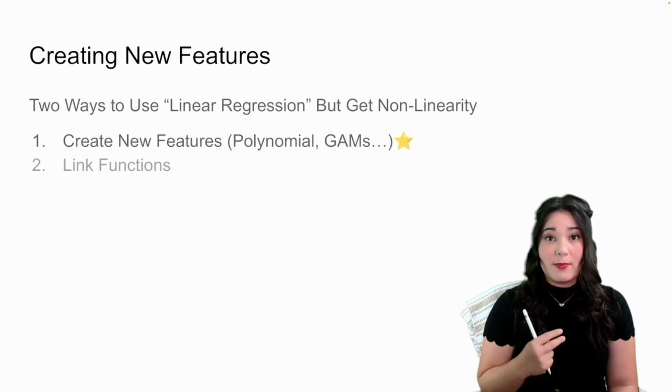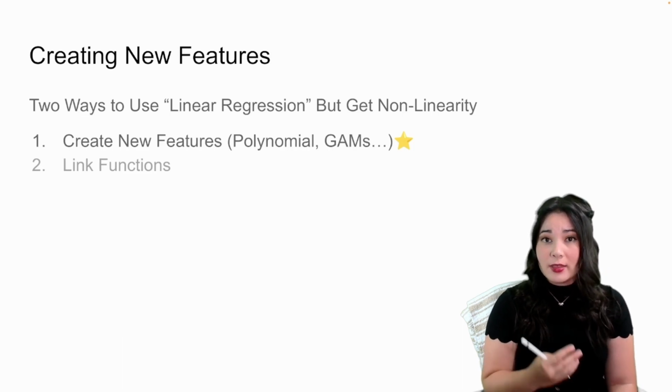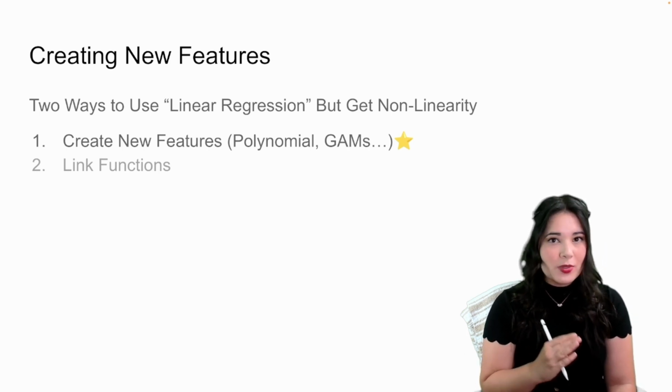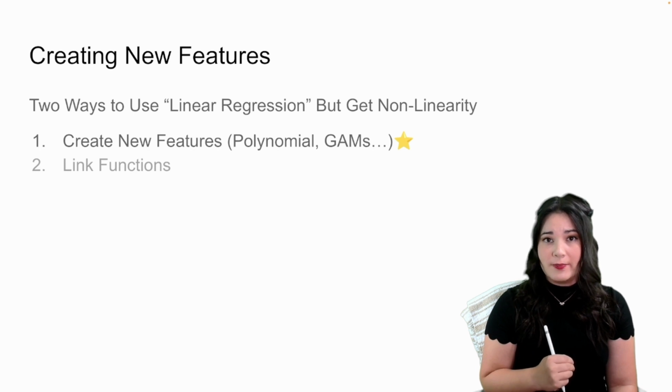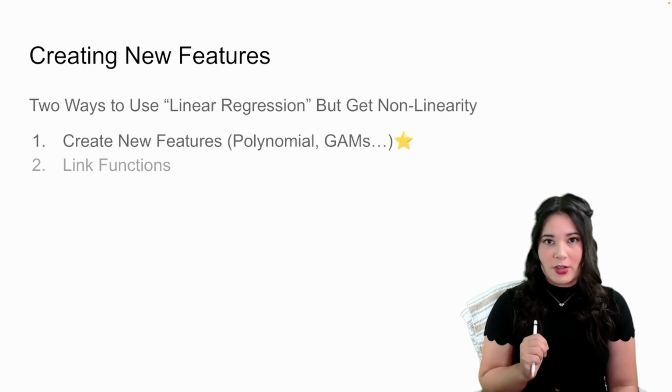There's two main methods that we're going to talk about in this course that allow us to fit nonlinear relationships while still technically using some form of linear regression. The first one we're going to talk about today, which is creating new features, that feature engineering we just talked about. The other one we'll save for our logistic regression lectures.